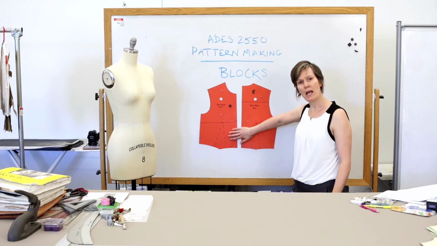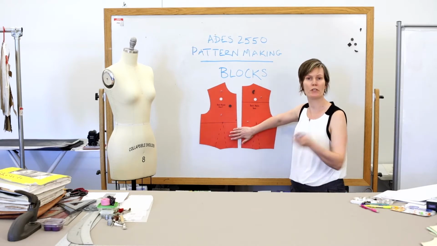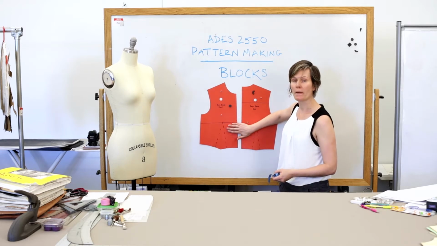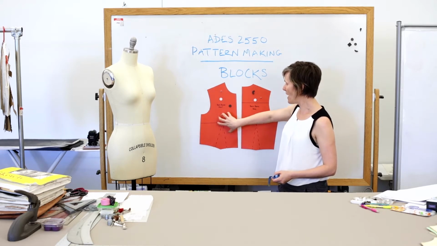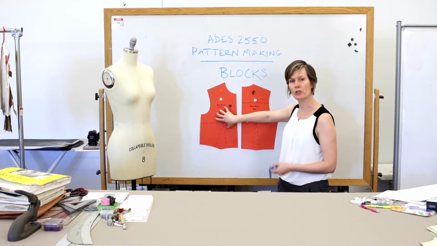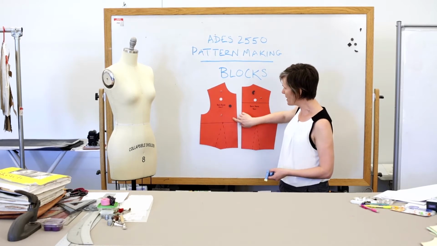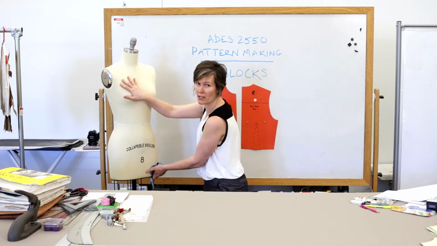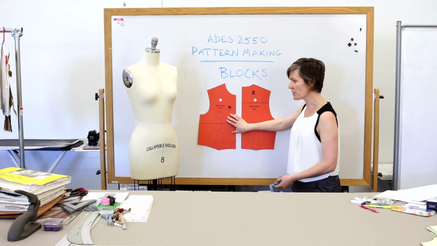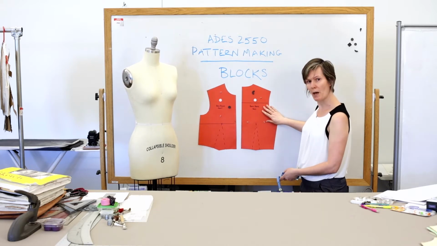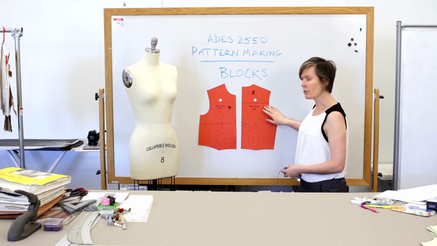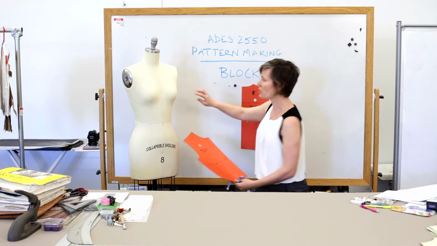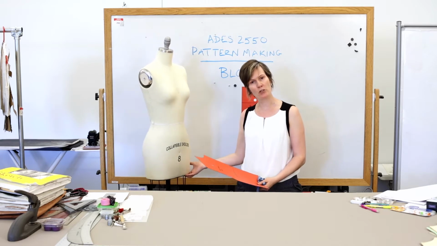Hi students, today I'm going to introduce to you the materials that we'll be working with throughout this semester, which are blocks. The blocks are basic forms that we use to do all of our drafting. This here is an example of the basic bodice, which comes from your dress form. This is the front, and this is your basic bodice in the back. What these blocks correspond to are measurements that we have taken from the dress form.